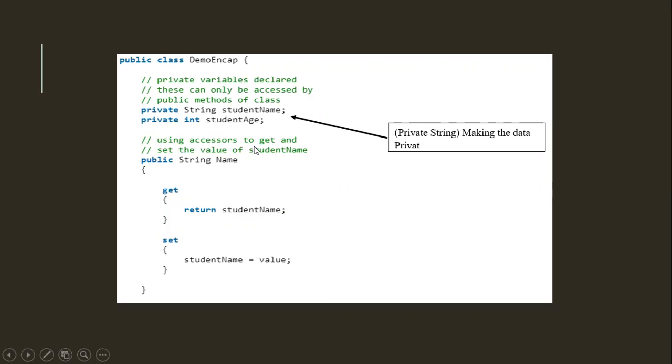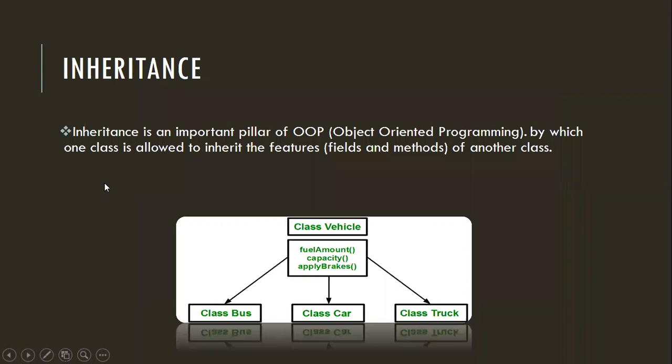Okay, then using accessors to get and set the value of the student name. We have created a method, a public string method, to get the student name, and to set the student name we take the value from the user. Okay, once we code one program, then you will understand. I will explain all these things like get and set. Inheritance is as usual what we have already learned.